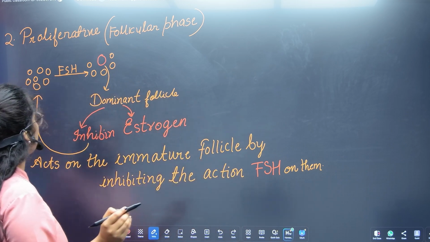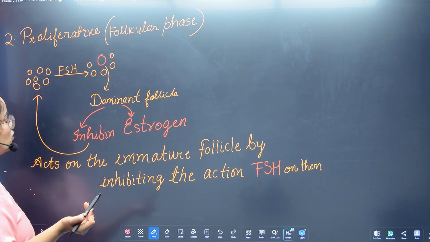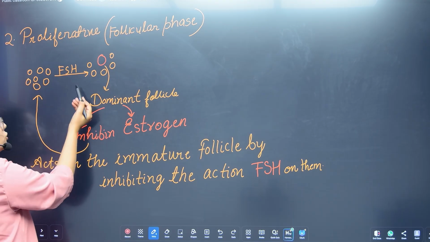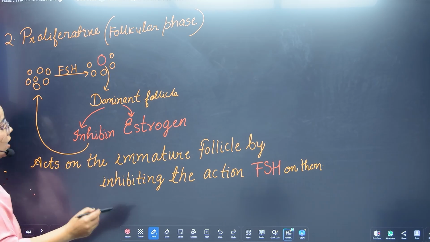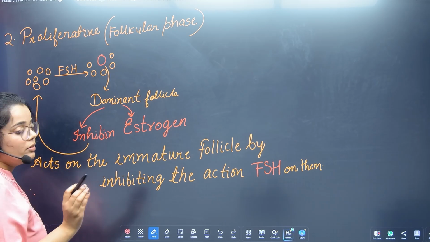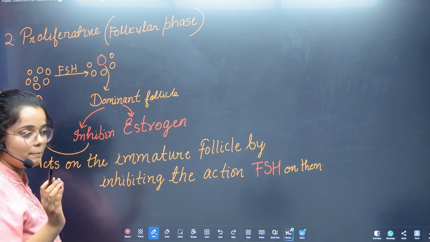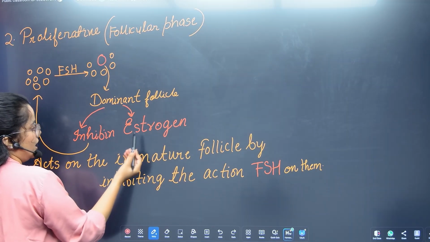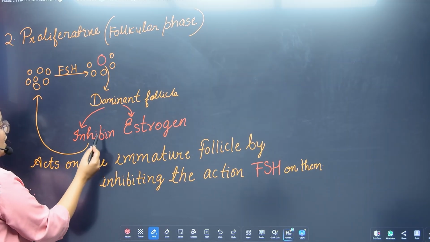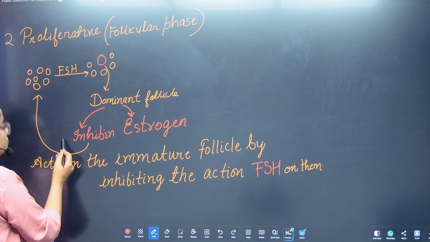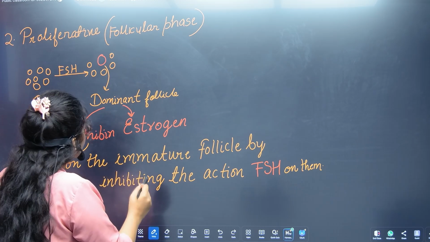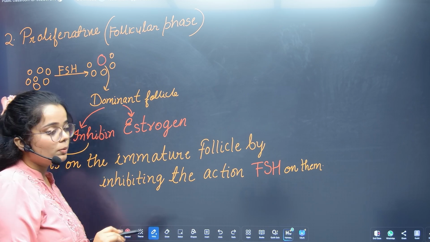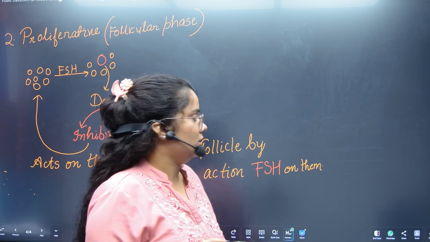Here the simple thing is that during the proliferative phase of the menstrual cycle, there are numerous immature follicles present on which follicle stimulating hormone acts and leads to their growth. After some time, there is one follicle which is dominant in nature due to its big size, which starts producing two hormones, inhibin and estrogen. This inhibin acts on follicle stimulating hormone, inhibiting its action on these immature follicles, which leads to the production of only one dominant follicle.